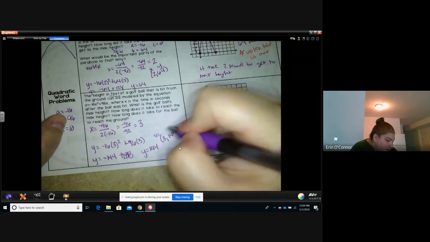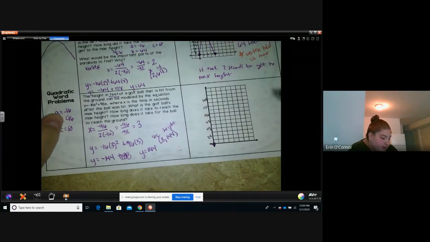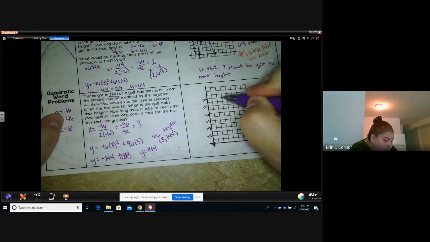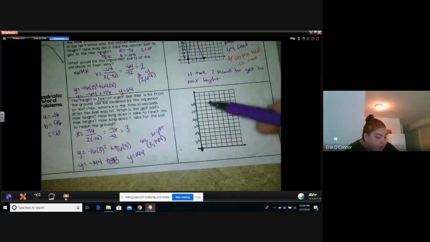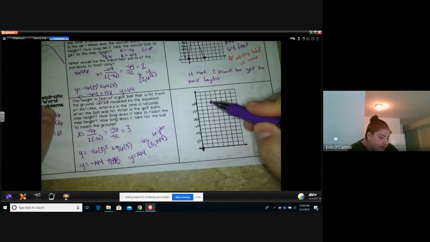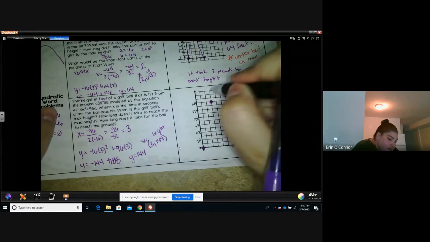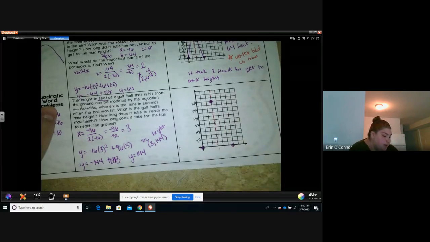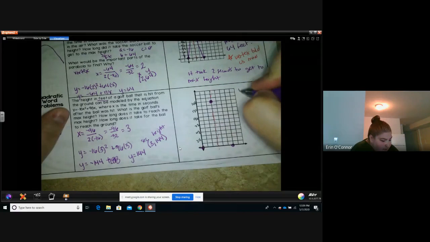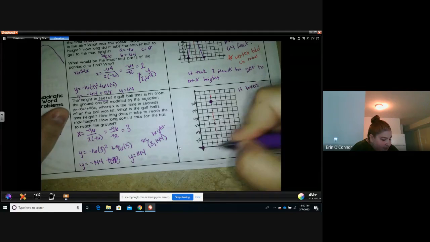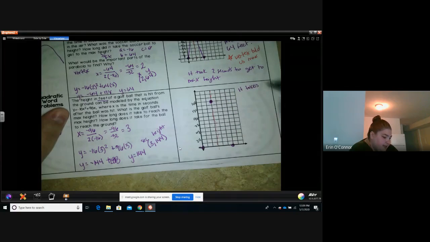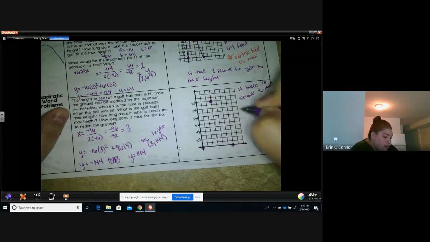Remember, this is your seconds, this is your height. So let's plot that. 3, 144. And it's halfway through its trajectory when it gets to its maximum height. So if it took 3 seconds to get to its height, it's going to take another 3 seconds to fall back down. Remember, this is symmetrical. So how long does it take for the ball to reach the ground? It takes a total of 6 seconds. 3 to get to the max height and another 3 to get back down. 6 seconds to reach the ground.